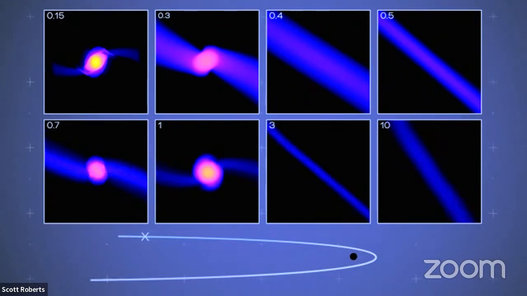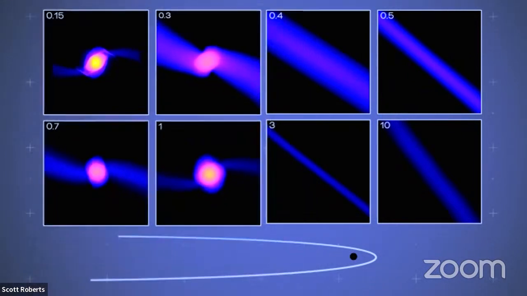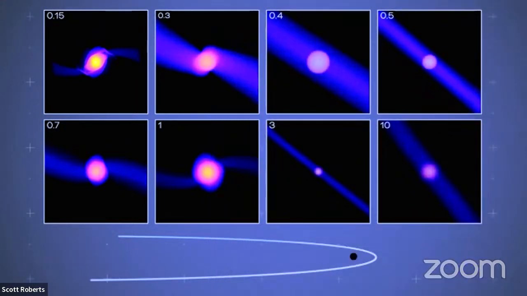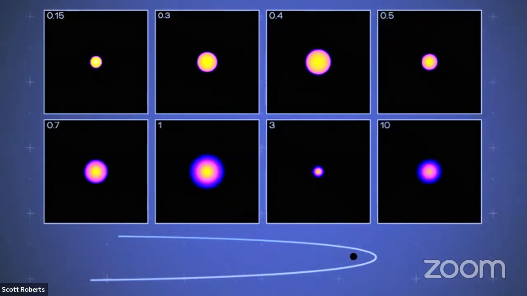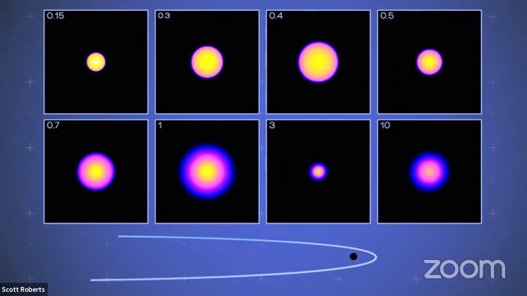Surprisingly, the stars that fully and partially disrupt aren't cleanly divided by mass. The Sun-like star, along with those with 0.15, 0.3, and 0.7 solar masses, survive their close encounters. But stars with 0.4, 0.5, 3, and 10 times the sun's mass are completely torn apart. The difference between survival and destruction depends on the star's internal density.